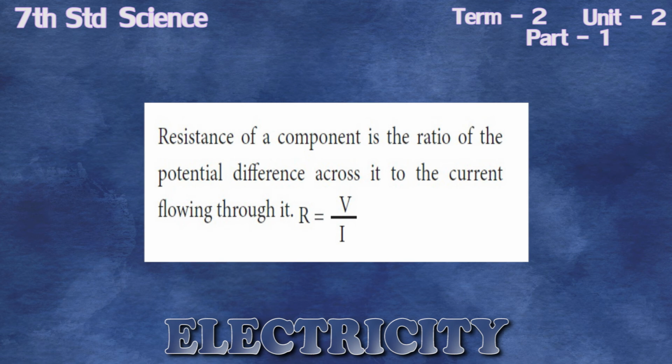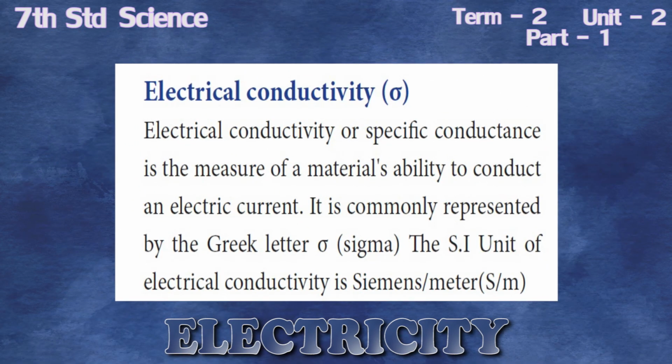Then we are going to study another new word, electrical conductivity. Electrical conductivity is the measure of a material's ability to conduct electricity. This electrical conductivity is denoted by the symbol sigma. The SI unit of electrical conductivity is Siemens per meter, that is capital letter S by small letter m.